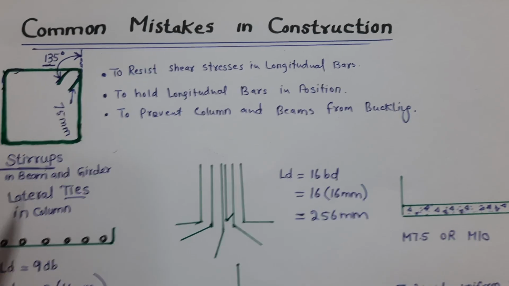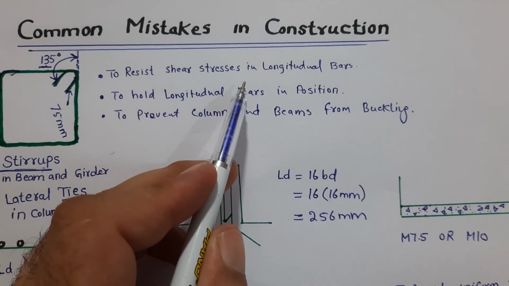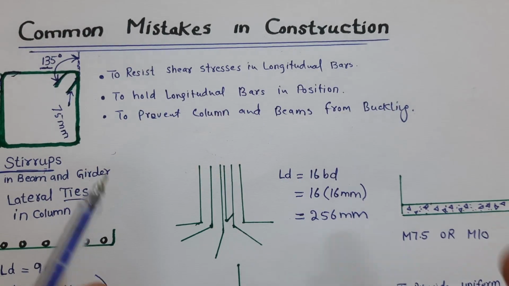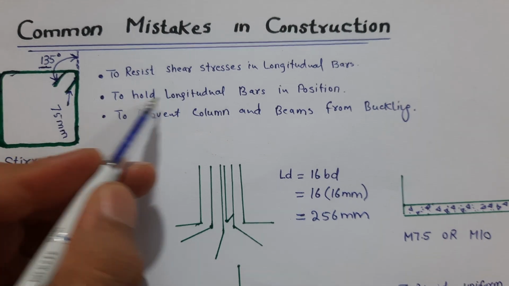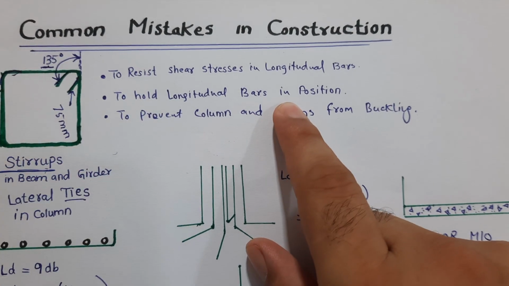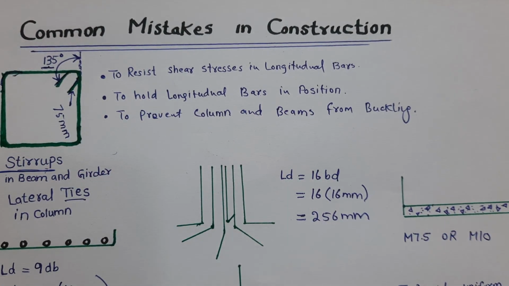Now, what's the reason that we are providing lateral ties with hooks at 135 degrees? To resist shear stresses in longitudinal bars. Longitudinal bars we provide in numbers of 4, 6, or 8, depending on the structural load. Next, to hold longitudinal bars in position.